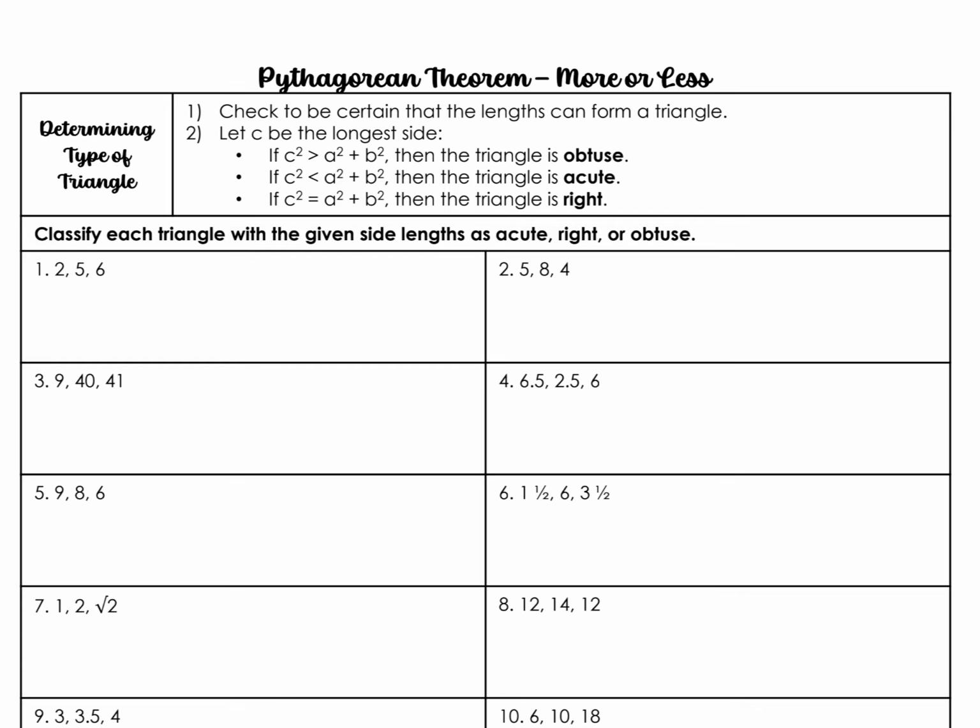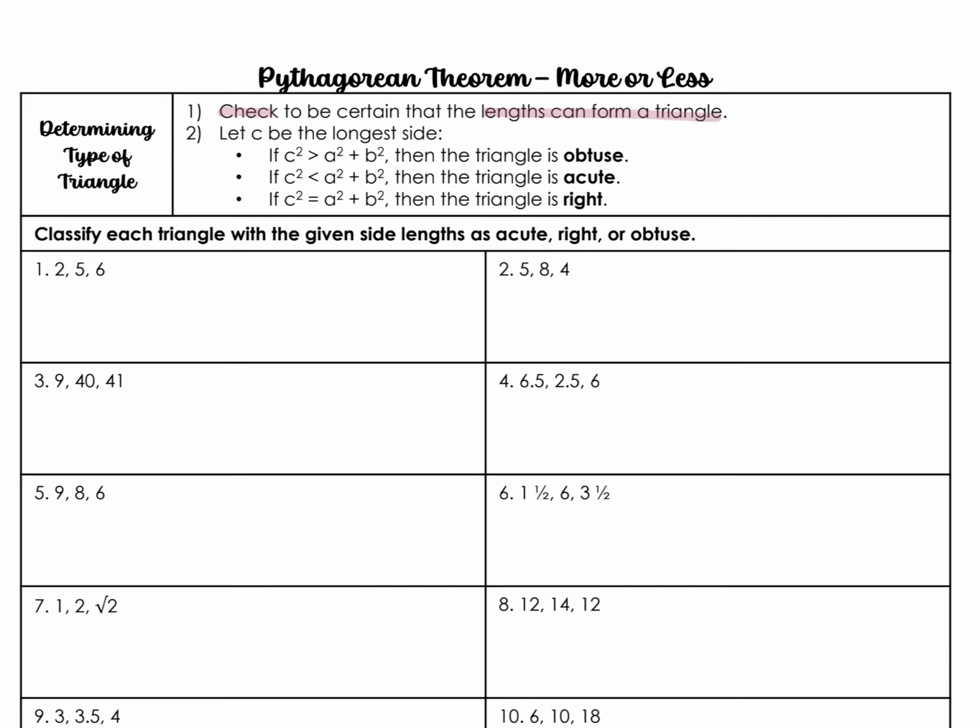We're going to check that the lengths can form a triangle, which, remember, means the sum of two sides should always be greater than the third side. The easiest way to check is by picking the two smaller lengths and adding them together. If the sum is greater than the third side, then we have a triangle.